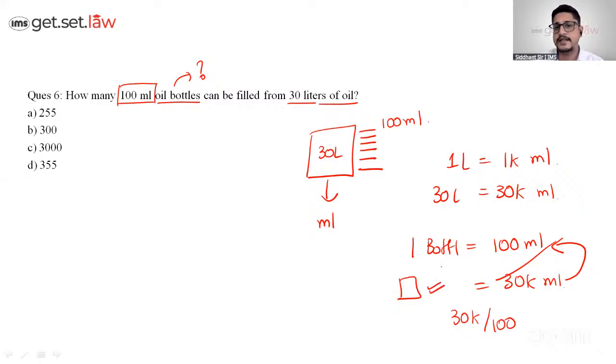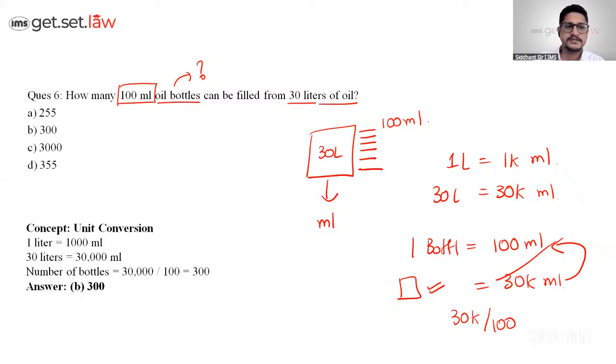So the answer is 3,000 or 30,000. Sorry, 3,000 or 300. The answer is 300. It's basic, right? That is what they say. 1 liter, 1,000 ml, 30,000 ml. That's the answer. The very basic one.